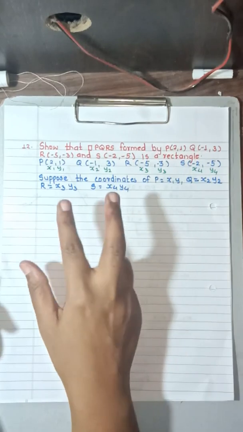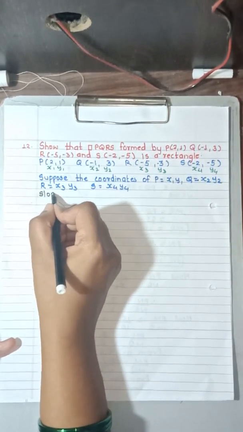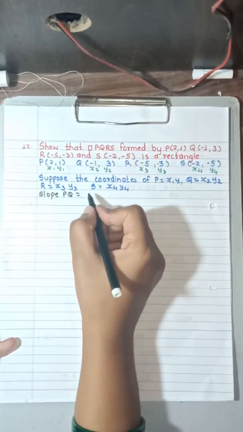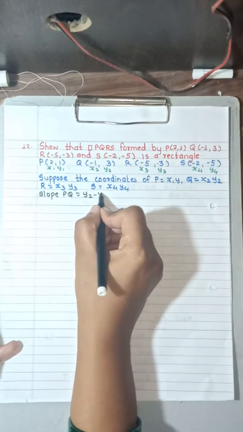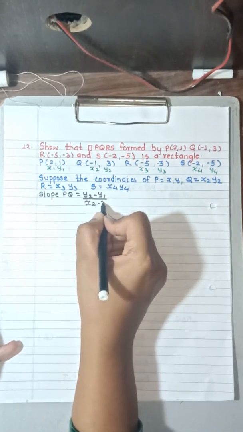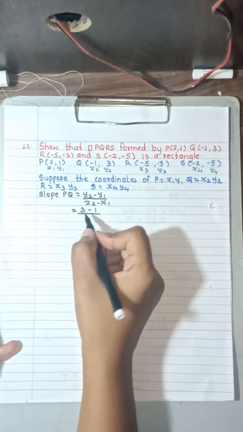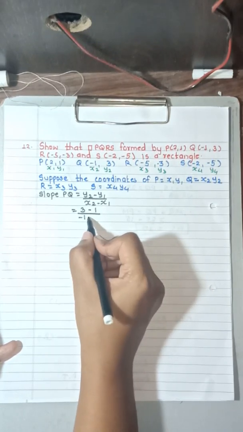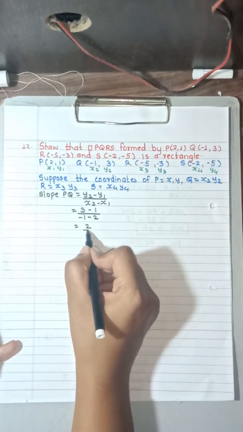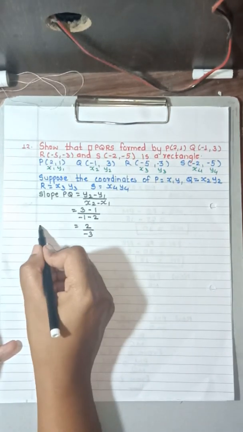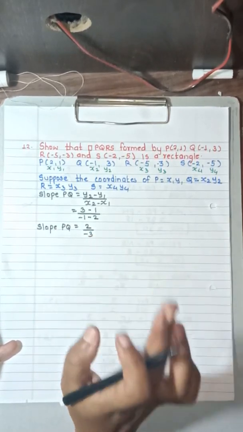So first of all we'll find slope PQ. So I'll write down here slope PQ is equal to, now PQ, that will be y2 minus y1 upon x2 minus x1. So y2 is 3, y1 is 1, x2 is minus 1, and x1 is 2. Therefore it will be 2 upon minus 3. So slope PQ is 2 upon minus 3.